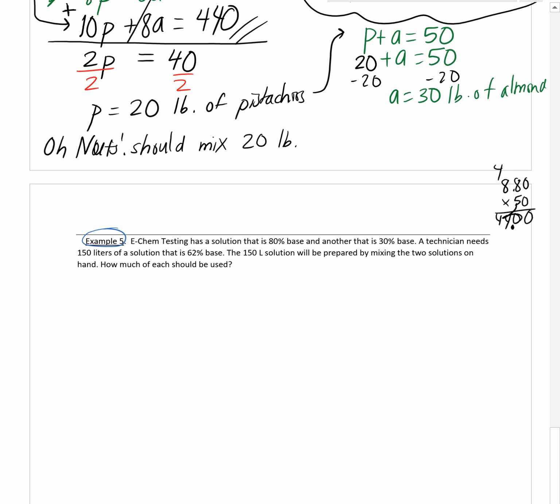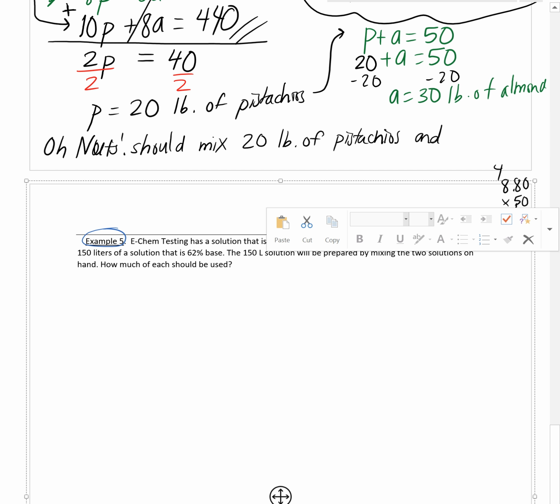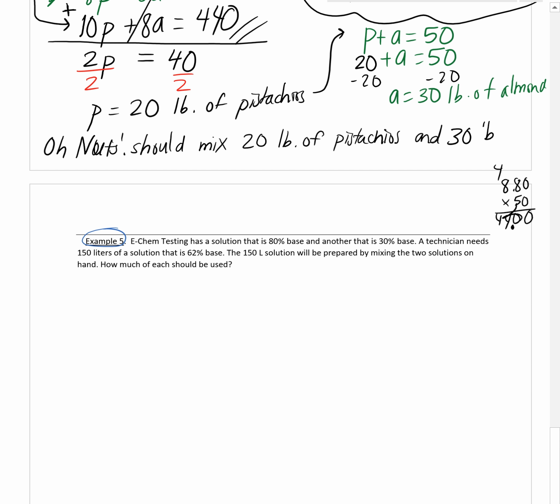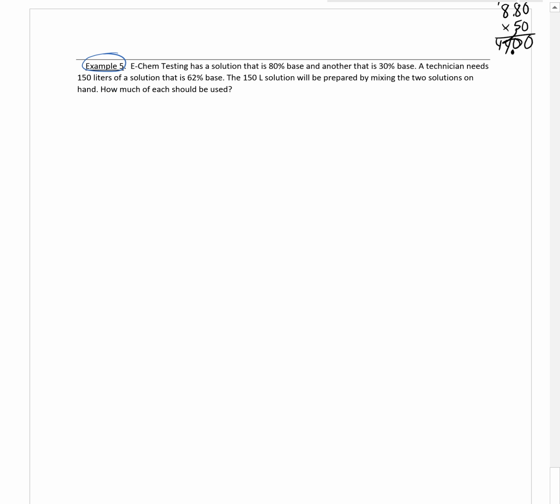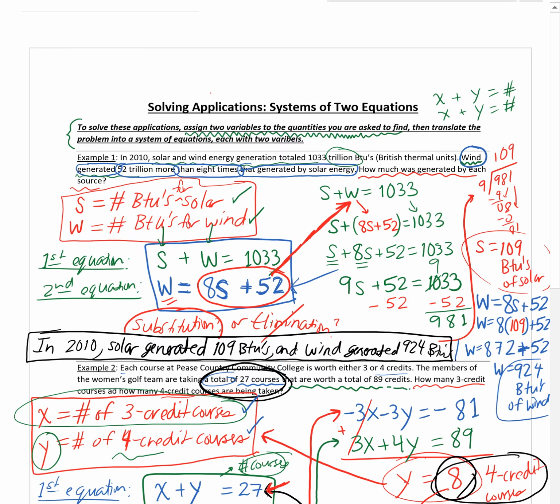20 pounds of pistachios and 30 pounds of almonds. Nice. We did it. Yay. Look at that. We helped out a company in need. Isn't that so thoughtful of us? Oops.